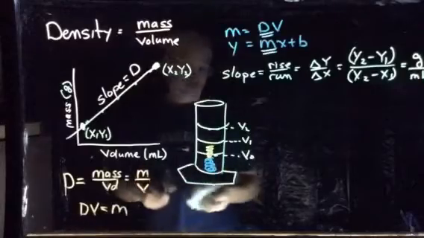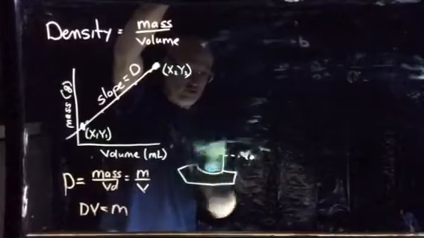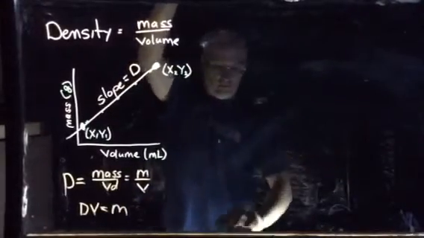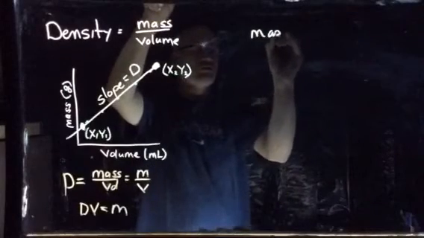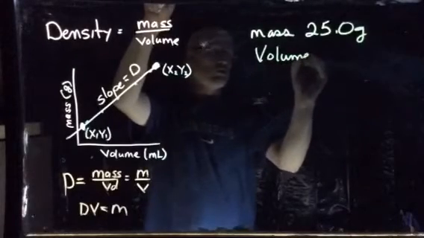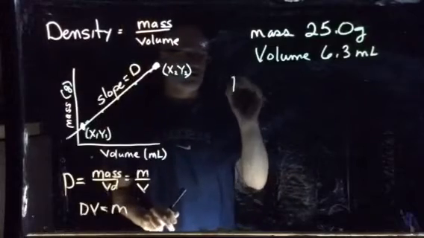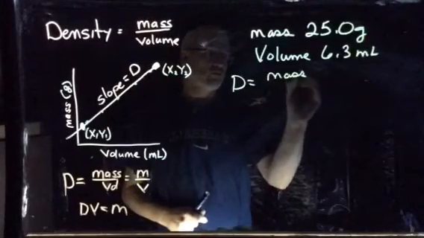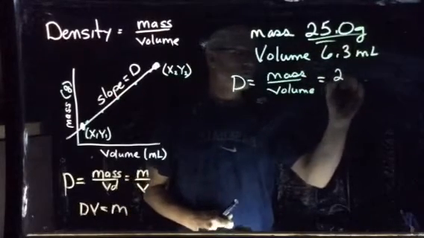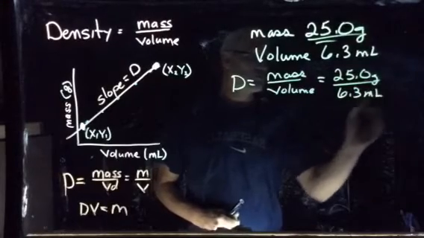To work a couple problems using density, let's say we have an object that has a mass of 25.0 grams, and it occupies a volume of 6.3 milliliters. And we want to determine the density. Density is mass over volume. The mass of the object is 25.0 grams, and its volume then is 6.3 milliliters.